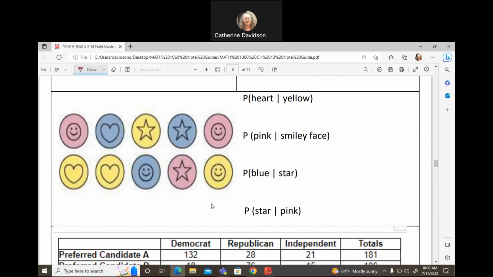All right, let's look at these. The probability it was a heart given it was yellow. So on the top, you're going to have yellow hearts. And on the bottom, you're going to have the total that are yellow. Okay, so that's going to be 1/2.